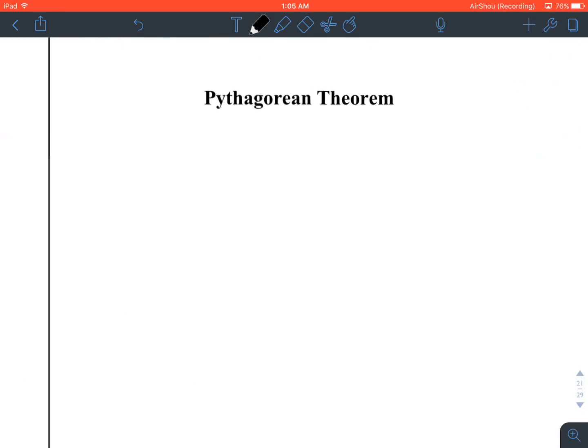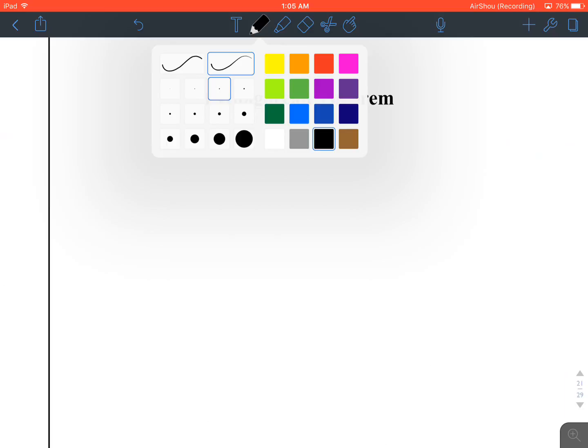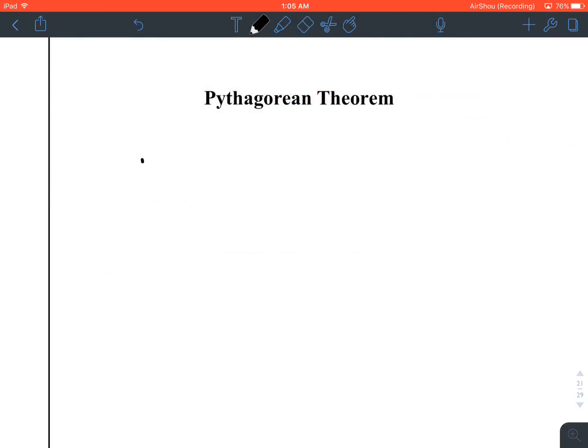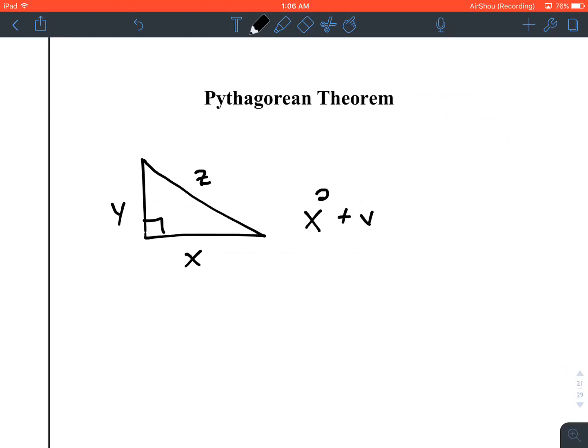The Pythagorean Theorem, the most famous theorem of all, aside from Rudolph, says in a right triangle, it must be a right triangle, a triangle with a right angle, if you take a leg and square it, add it to another leg that's squared, it will always equal the hypotenuse squared. In a right triangle, the legs make up the right angle, and the hypotenuse is opposite the 90-degree angle.